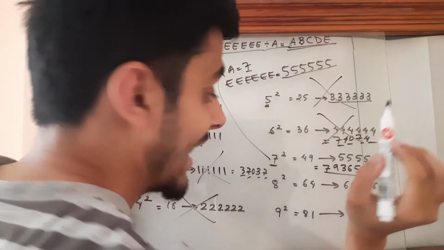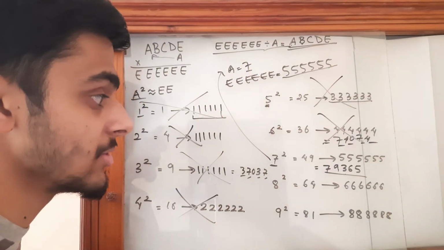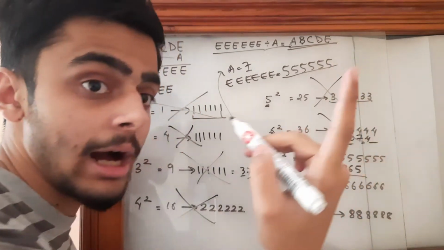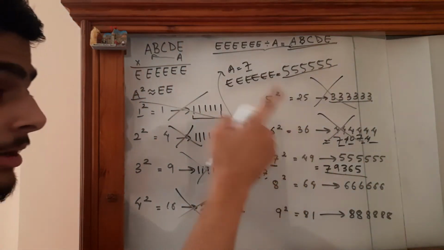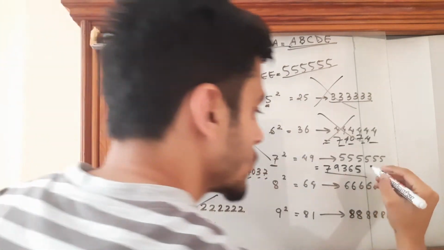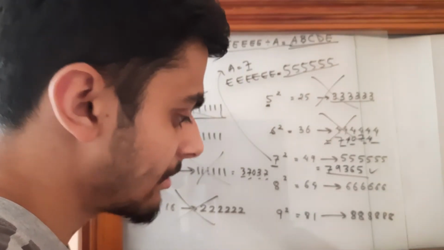B is 9, no problem. C is 3, no problem. We don't have numbers repeated. D is 6, no problem. E is 5, again, no problem. So this could be one answer. But let's try for both of these to confirm. So for now, let's give it a single tick. If it's the final answer, we are going to double tick it.